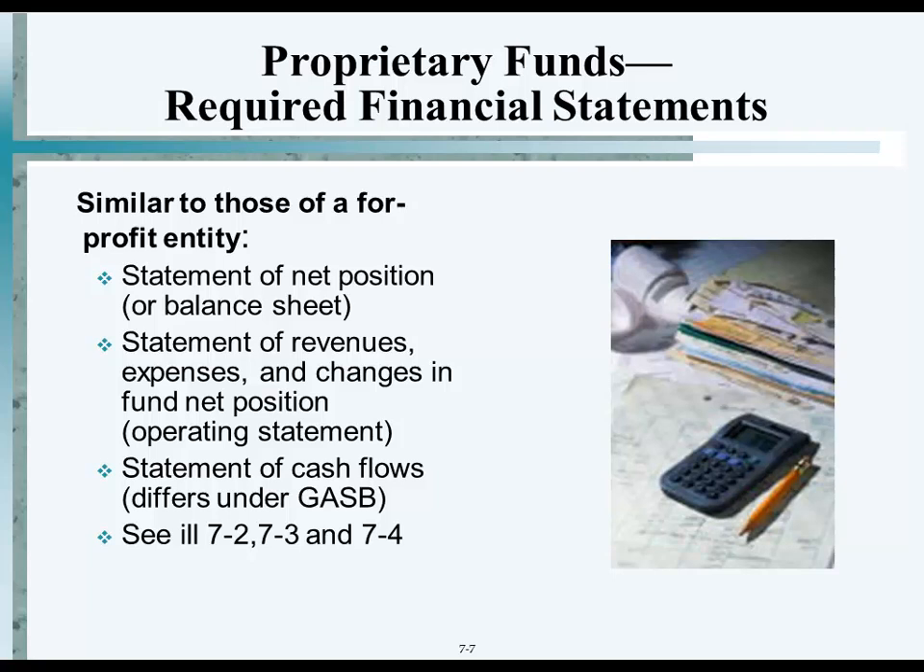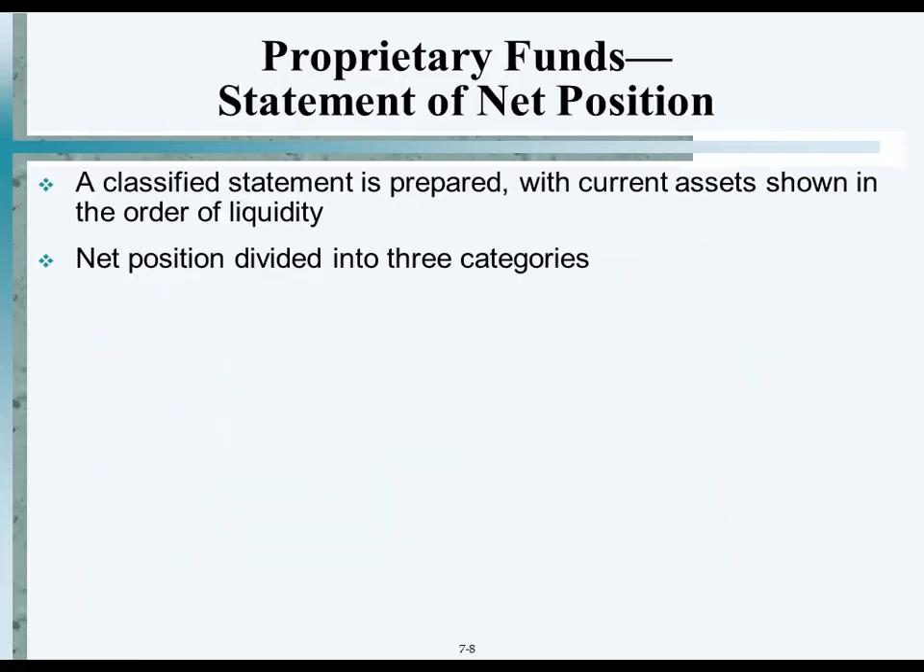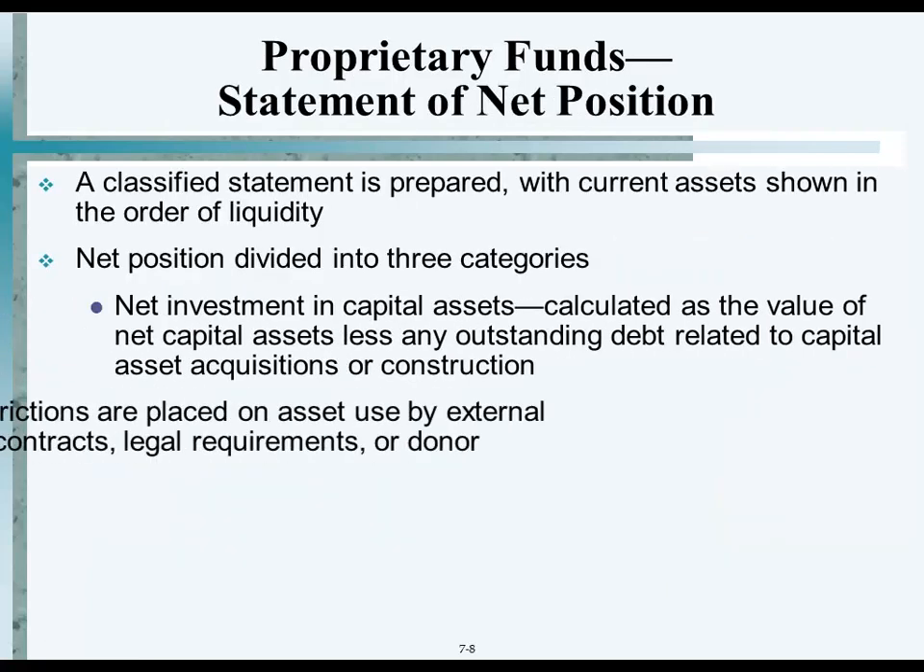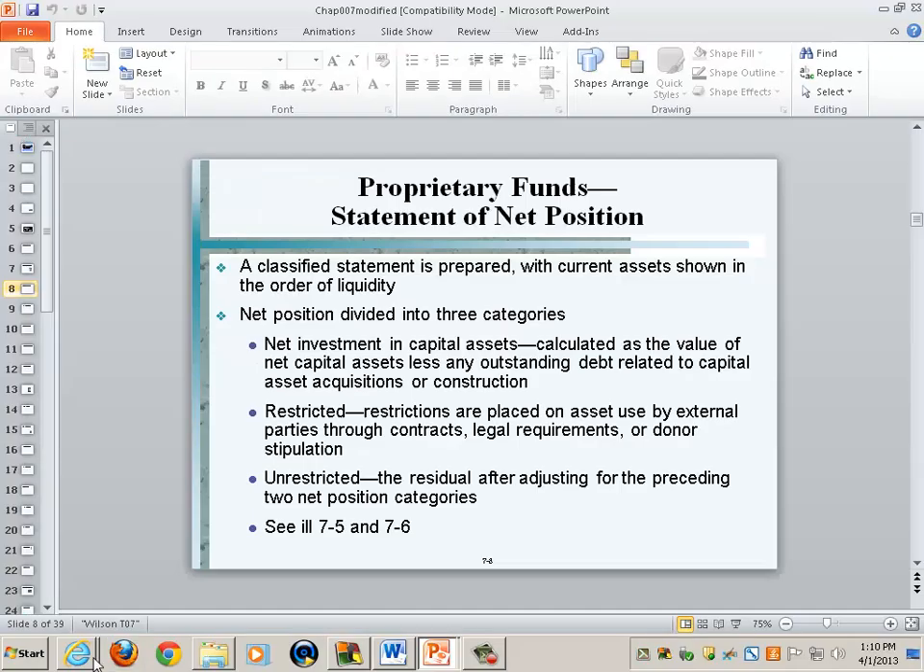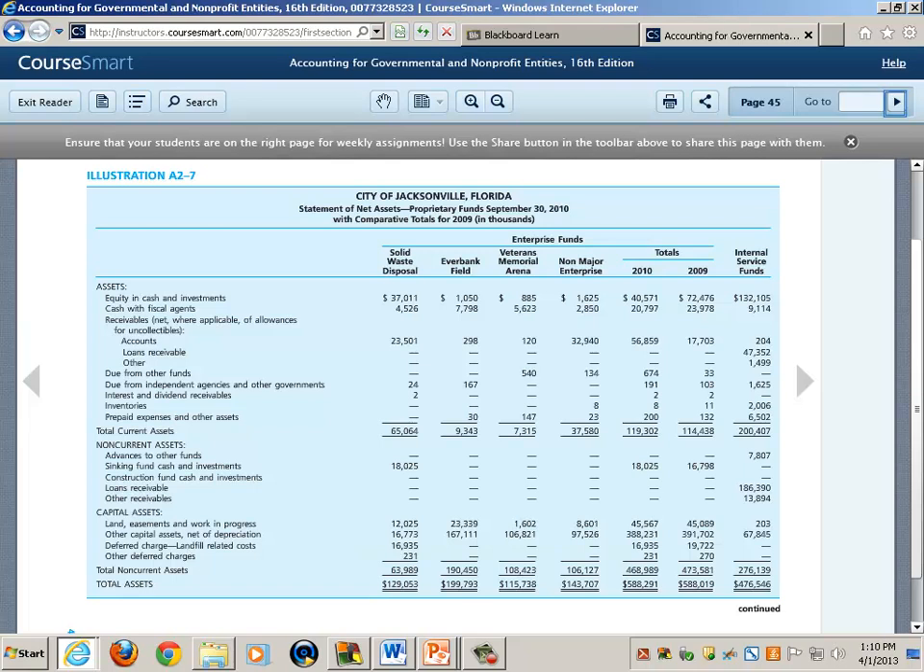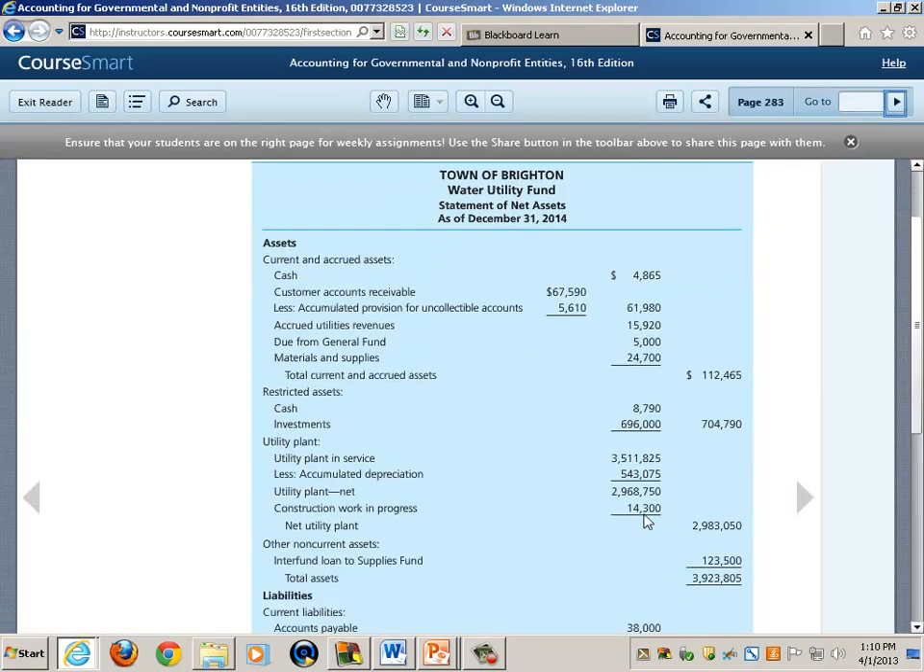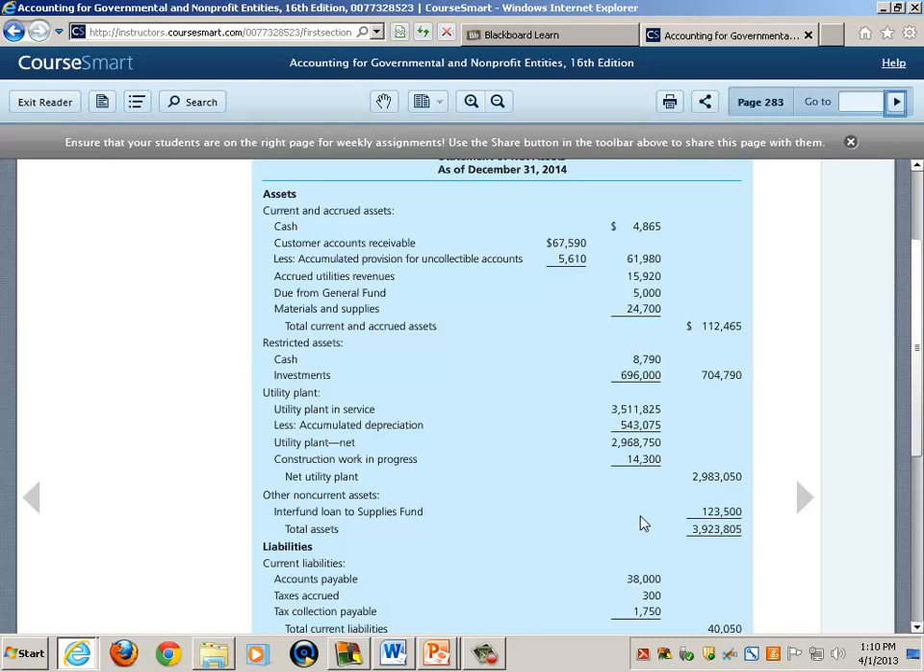And let me see if I can show you. And actually, we'll take a look at some of these statements a little later on. But let's take a look at the first statement, which is the statement of net position. And what I'm going to do is I'm going to show you the statement first. Let's see, it's on page 283. This is for a water utility fund.